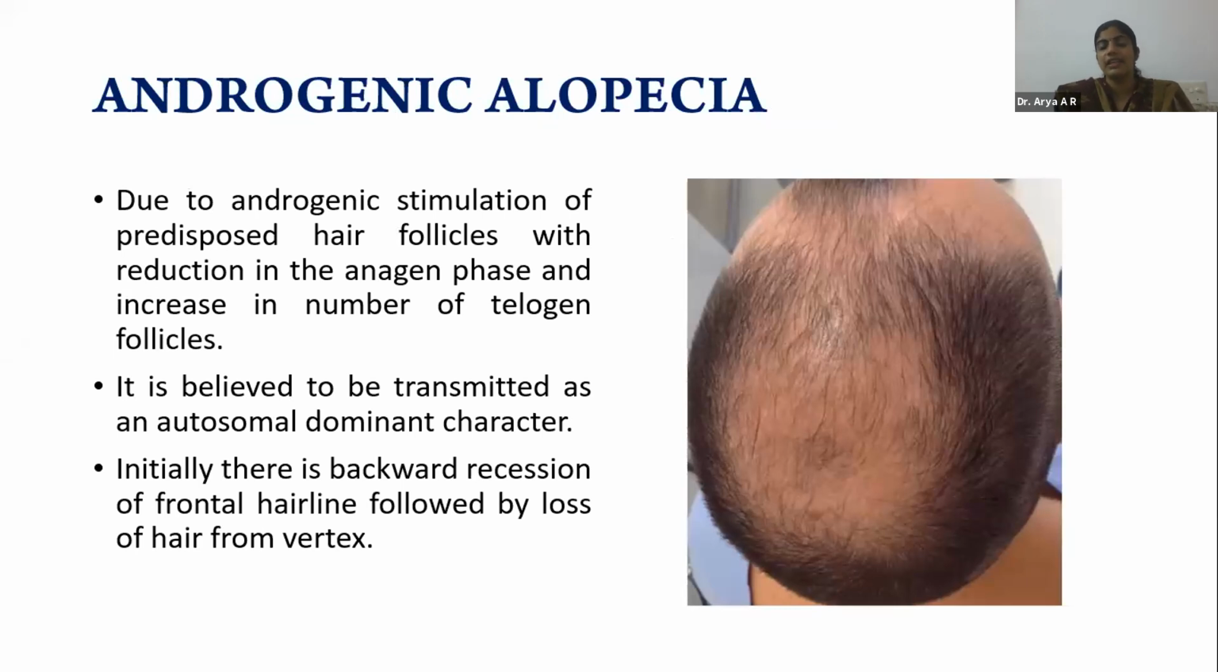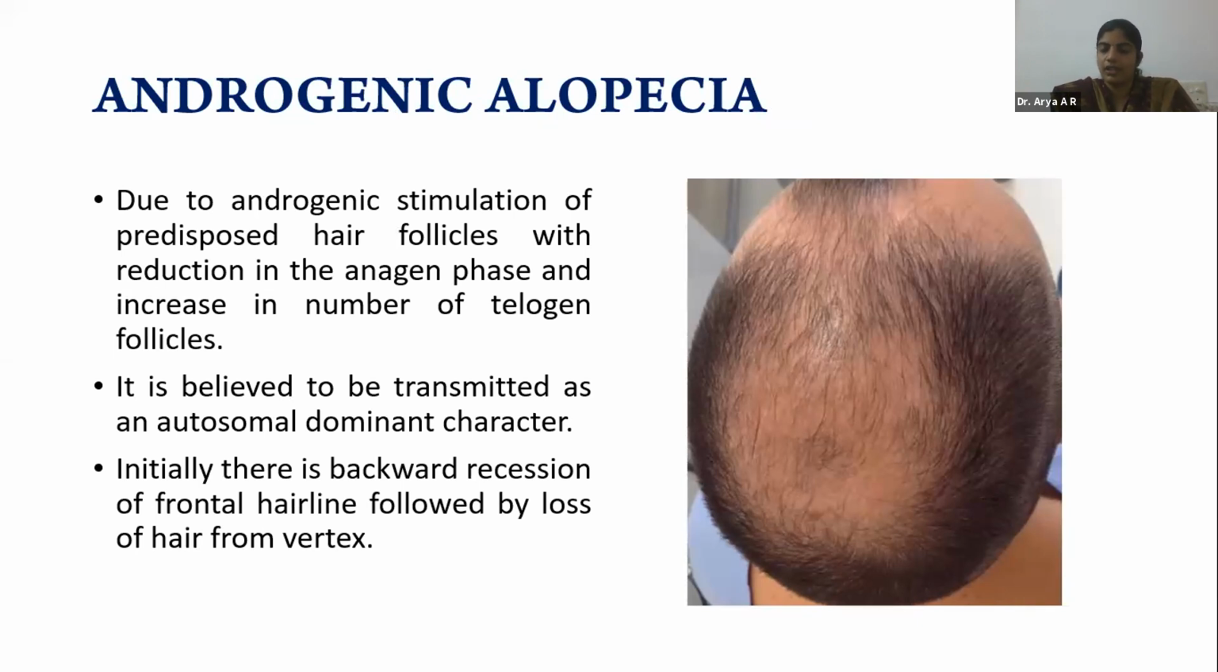The next one is androgenic alopecia. It is commonly seen in men. That is called male pattern baldness. This is due to androgenic stimulation of predisposed hair follicles. What happens is that there is a reduction in the anagen phase and an increase in the number of telogen follicles. So there is more hair fall than hair growth.